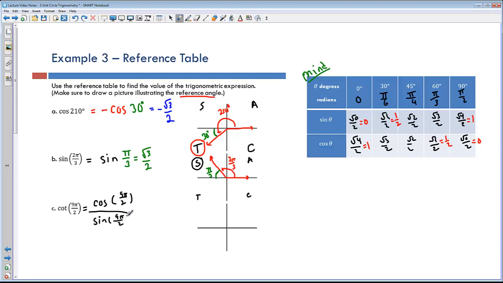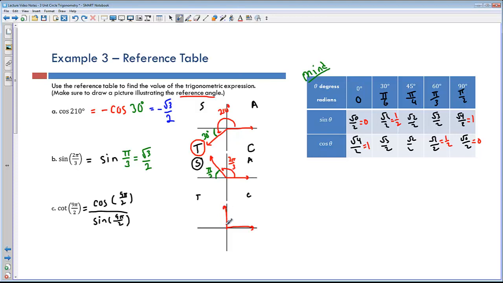And so now what I need to do is find out where 9 pi over 2 actually lives. So on here I'm going to draw my angle, always in standard position. Now 9 pi over 2, you can do pi over 2 nine times. So it's like 1, 2, 3, 4, 5, 6, 7, 8, 9. So here's what it looks like right here.